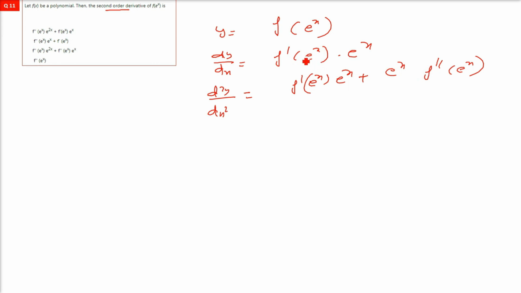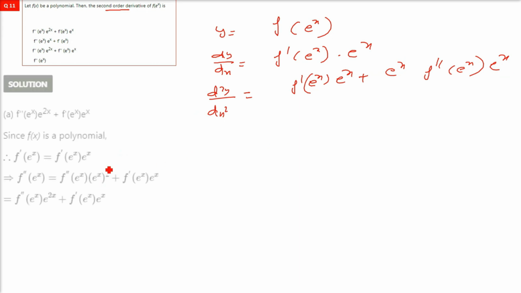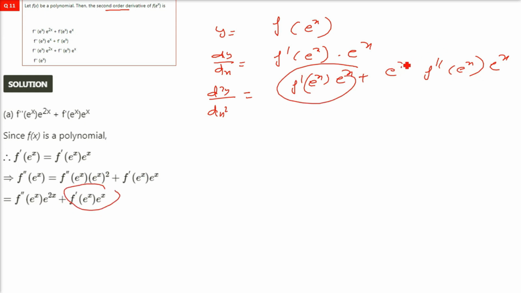Alright, but you will not stop here. Inside that, e to the power x is there, so you have to differentiate that also. So when you do this, you see that this is going to be the final solution. e to the power x and e to the power x, when you add the powers, it will be e to the power 2x. So f double dash e to the power x, e to the power 2x will be the second term. The first term you already know, it is e to the power x, f dash e to the power x.